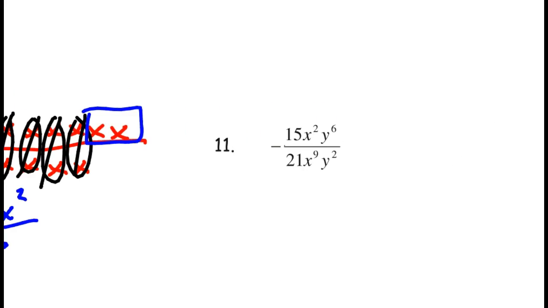Okay. One more like this. So let's reduce negative 15 over 21. So 3 goes into both of these. So divide both of those by 3, and you'll get 5 and 7. So we'll have negative 5 over 7.